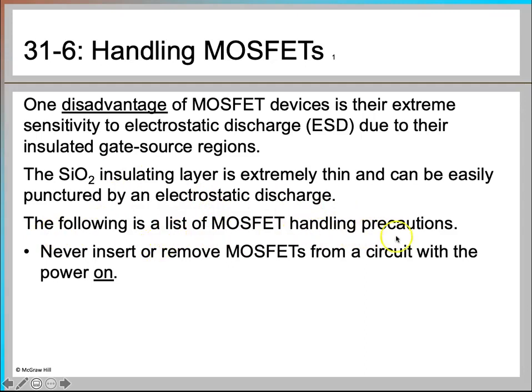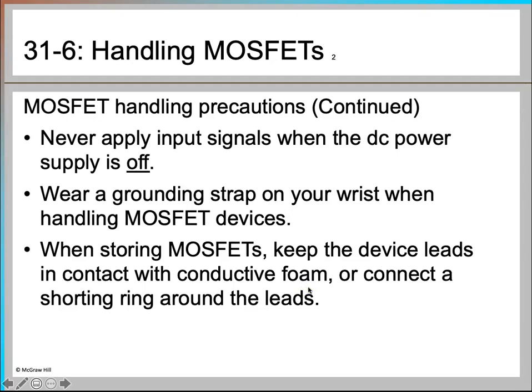The following is the list of MOSFET handling precautions. Never insert or remove MOSFETs from a circuit with the power on. Never apply input signals when the DC power supply is off. Wear a ground strap on your wrist when handling the MOSFET device, because that will keep your body at ground potential. When sorting MOSFETs, keep the device leads in contact with conducting foam, or connect a shorting ring around the leads. These are some of the precautions you should take when handling MOSFETs.